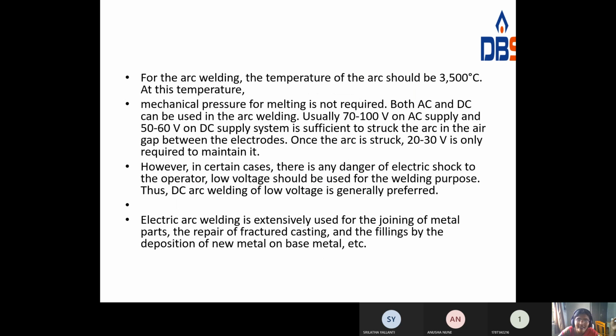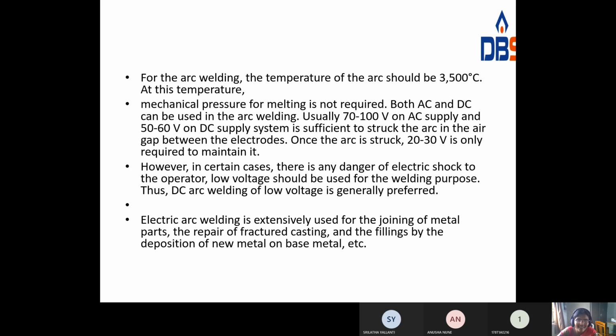Okay, for arc welding the temperature of the arc should be 3500 degrees centigrade, when welding by using the electric arc. So at that time you have to maintain the temperature of the arc at 3500 degrees centigrade. At this temperature mechanical pressure for melting is not required. Whenever you maintain this high temperature, no mechanical pressure will be required for the melting.